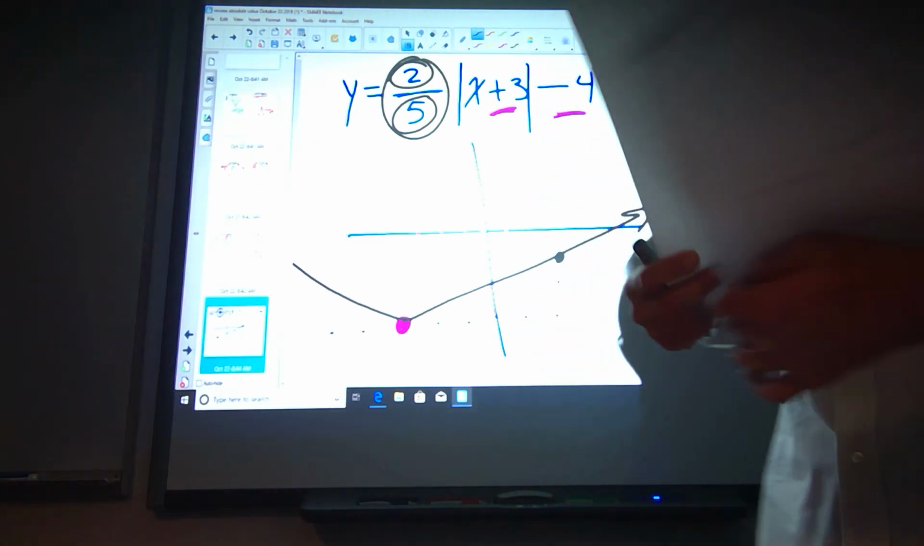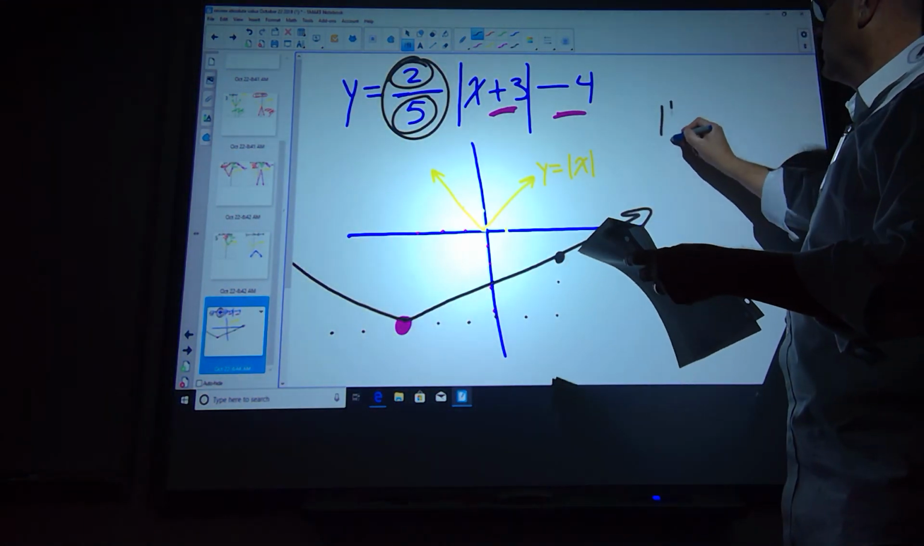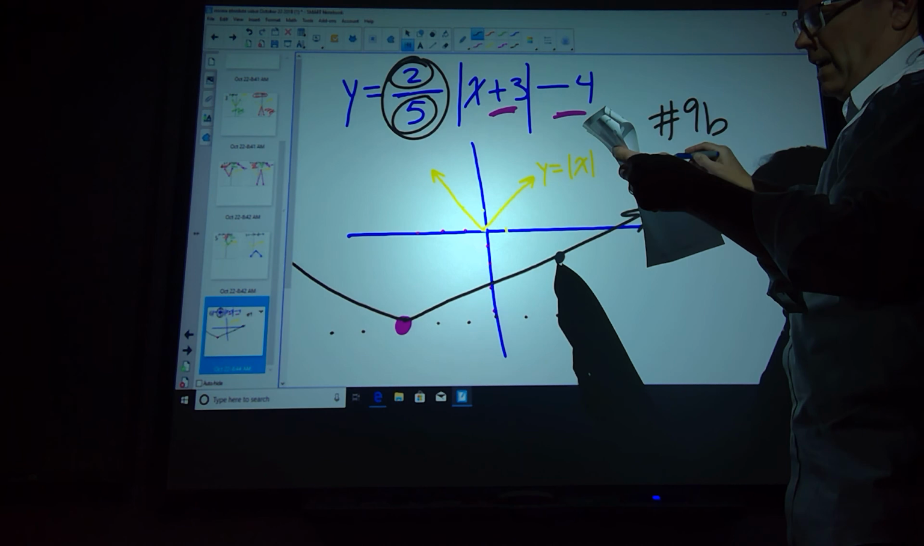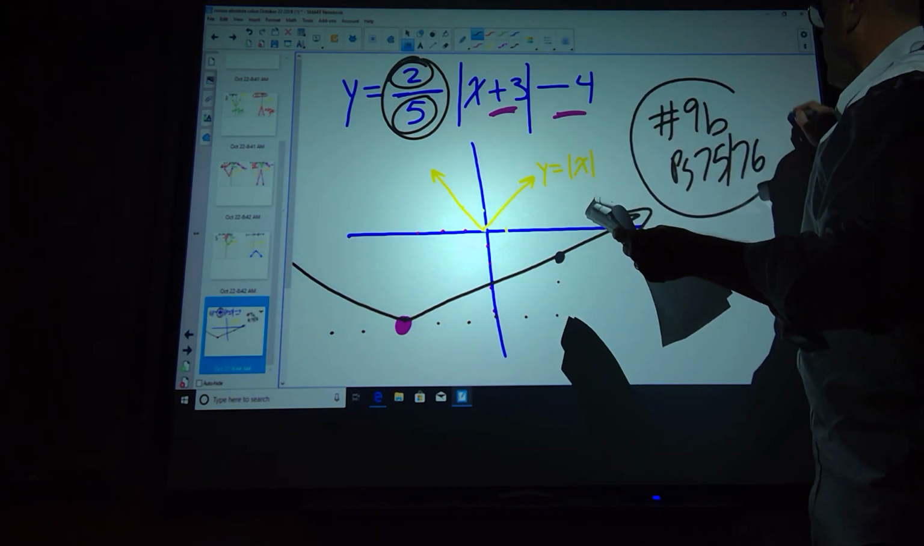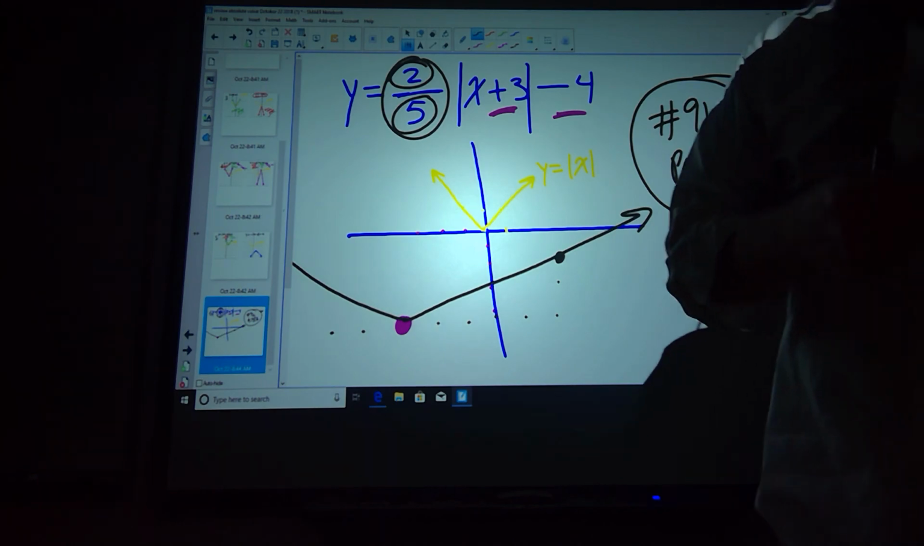And then I think on your sheet, I told you what the homework would be, yes? 9B. Yeah, number 9B. And that's what, page 75, 76? Yes. And you do have a few minutes if you want to start it. I would say, give it a shot.